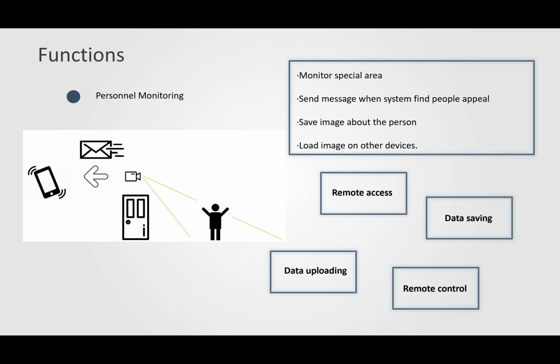So we design a function to demonstrate this demo: a personal monitor function. The monitor can monitor a special area like the house door and upload data to the system immediately. If the system notices someone appear on the screen, it will save the image and send a message to the user. Also, the user can load this image on a smartphone, tablet, or PC. This function demonstrates that our demo has remote access, data saving, data uploading, and remote control.